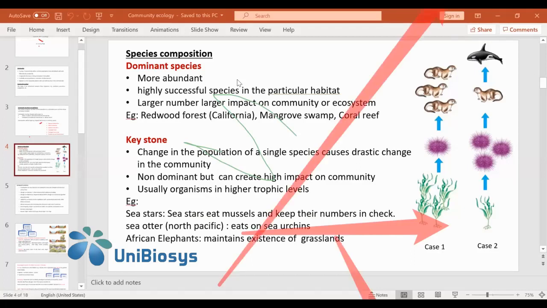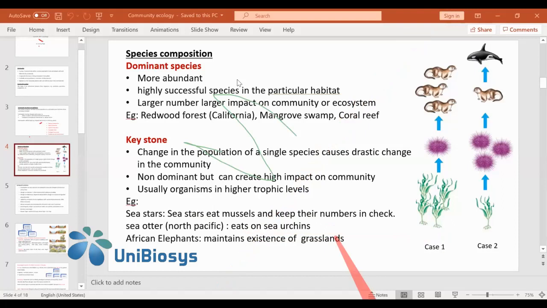So what happens when African elephants are removed from savannas? These shrubs will grow and grow and grow more, then finally it will get converted into a forest. So the grassland will be entirely converted into a new ecosystem, which is known as forest. So that kind of drastic change this keystone species can produce.